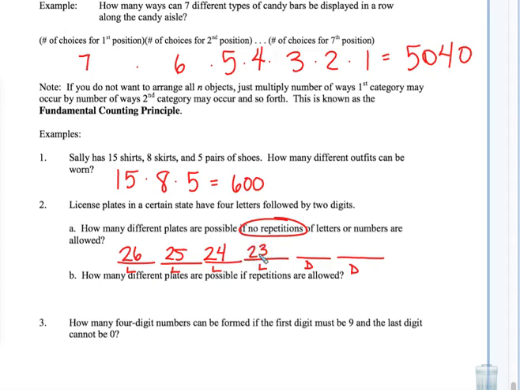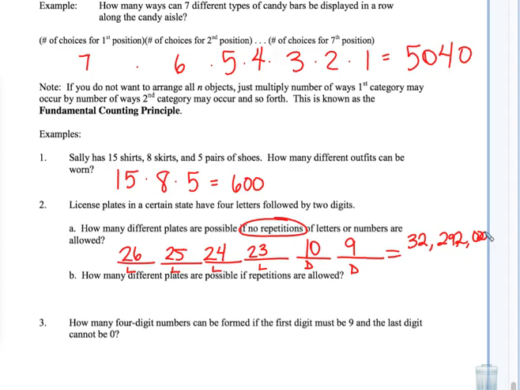But since there's no repetitions on the next one, I just have 25, and then 24, and then 23. And then when I consider digits, 0 is also a digit, so 0 to 9 would be 10 digits because you're including 0. I have 10 digits to choose from here, and then no repetition, so I have 9 to choose from there. And if I use this counting principle and multiply all this out, I have 32,292,000 different license plates that you could come up with if you're doing 4 letters, 2 digits with no repetitions.